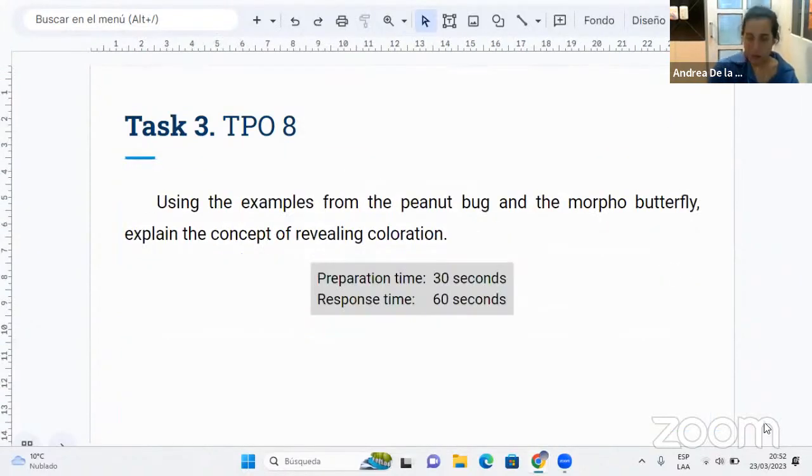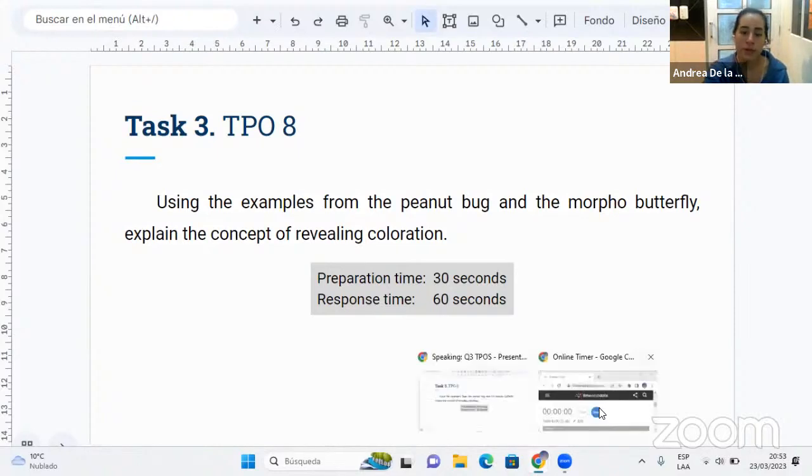Okay. Now, using the examples from the peanut bug and the morpho butterfly, explain the concept of revealing coloration. You'll now have 30 seconds to prepare your responses.